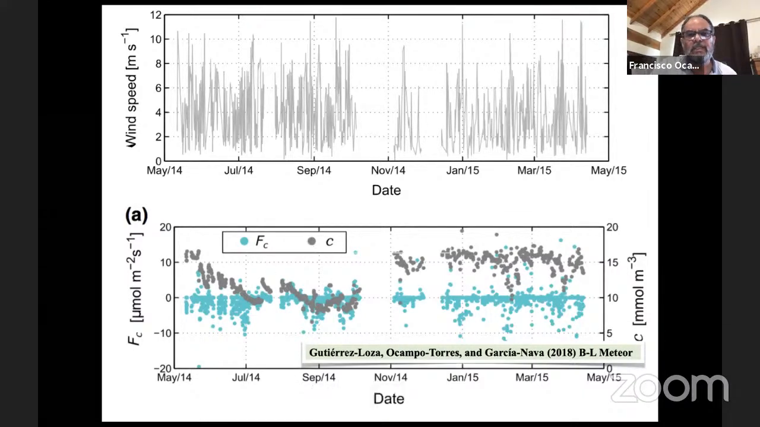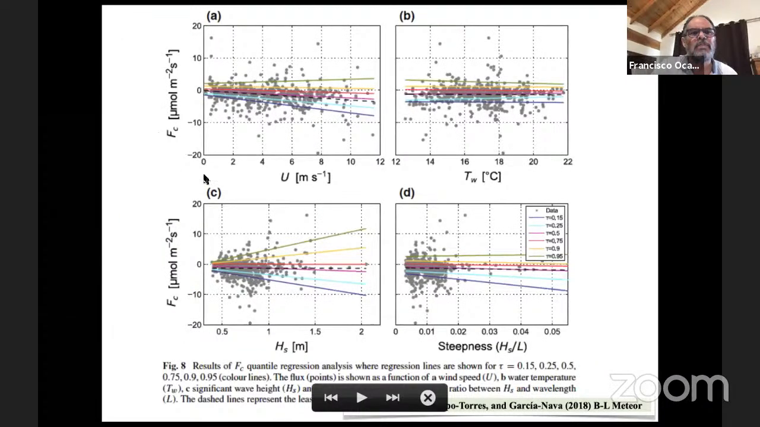What is important here is that we managed to establish a relation between the fluxes as a function of wind speed, water temperature, significant wave height, and steepness of the waves present near shore. And what we observed essentially is that for not many of the variables was there a correlation between the flux and the variable in consideration, except wind speed, with slight variation, and more importantly, the significant wave height. Of course, this depends on the quantile regression analysis that we did.